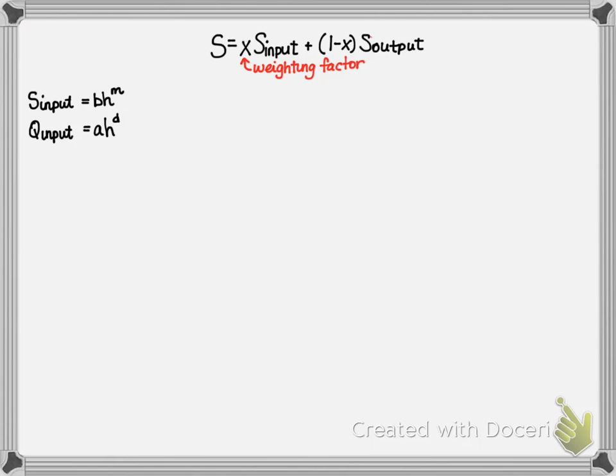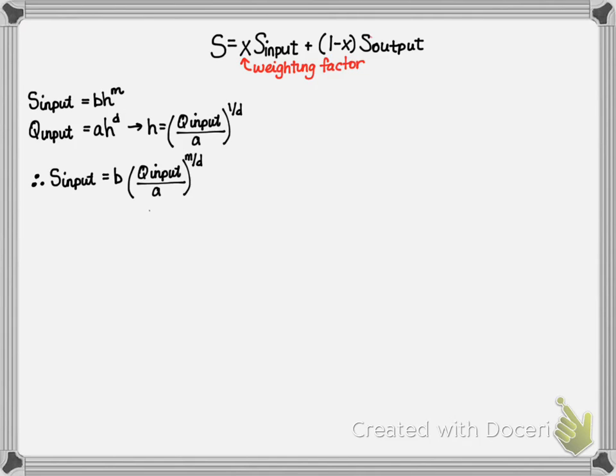In addition, the inputting flow rate is equal to A times the depth raised to the D power. By rearranging this equation, depth is equal to the inputting discharge divided by A, all raised to the power of 1 divided by D. Next, by plugging in the depth into the storage equation, we can rearrange the equation such that the storage input is associated with B times the quantity of Q input over A raised to the MD power.